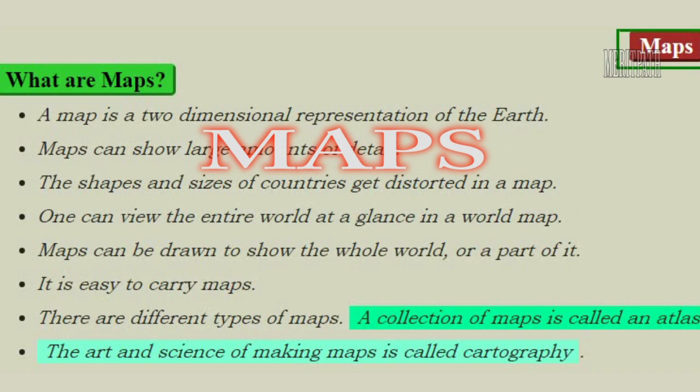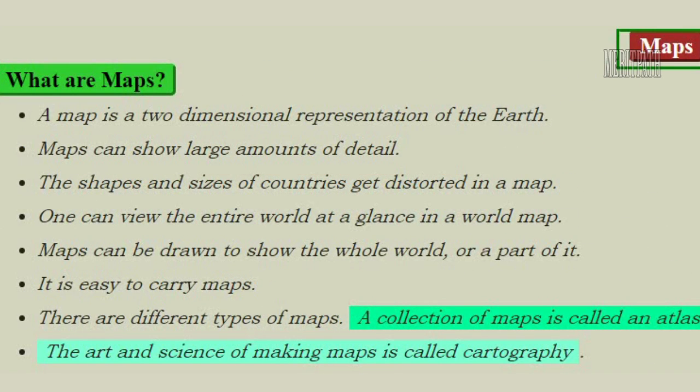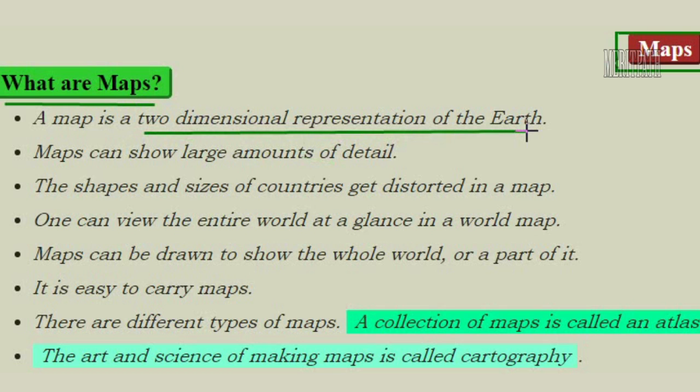Students, let's learn about a new chapter called maps. A map is nothing but a two-dimensional representation of the earth. When the earth is represented two-dimensionally, it is known as a map. And maps show us large amounts of detail of that particular place.